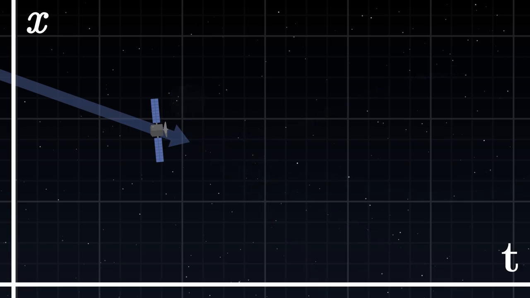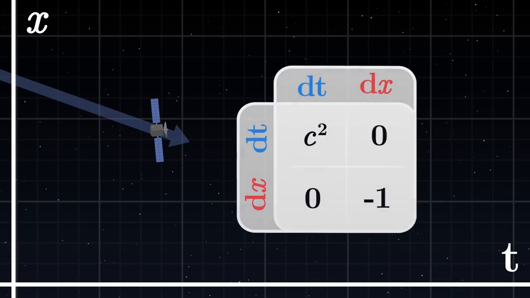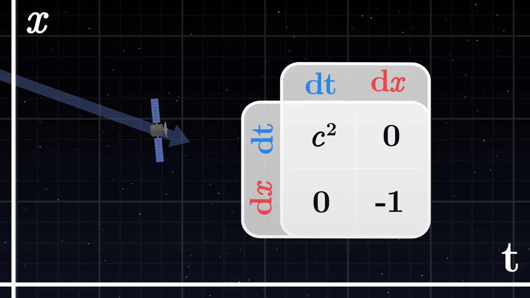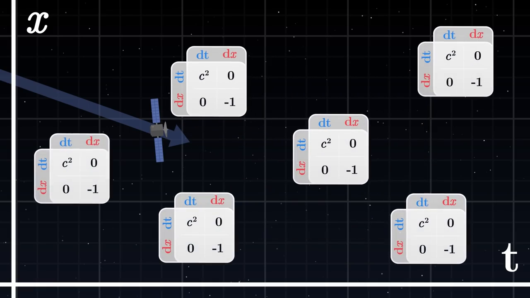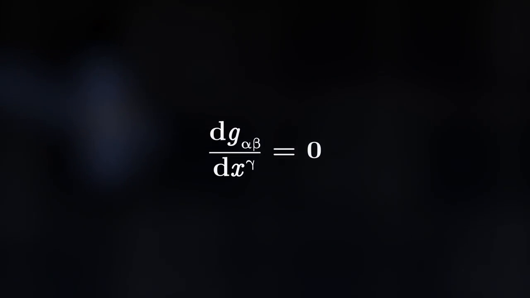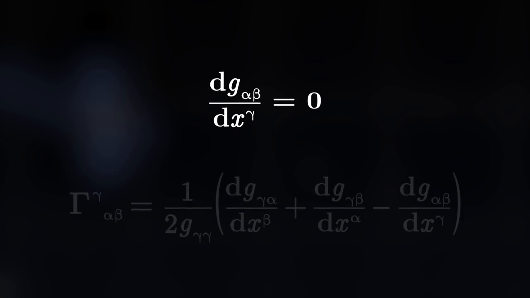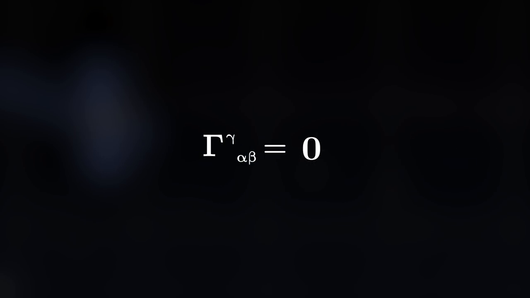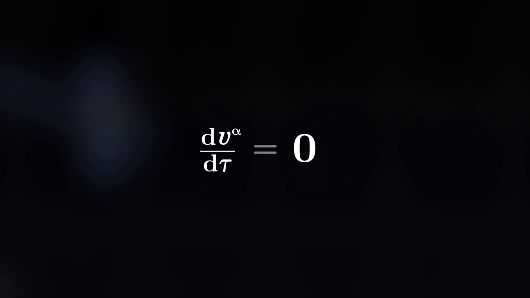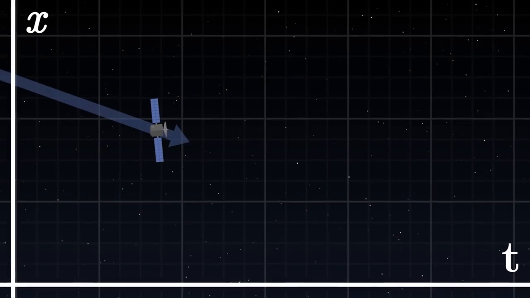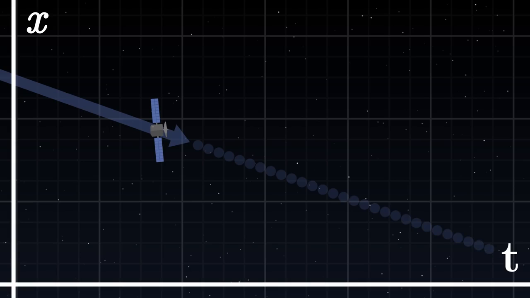In such an empty spacetime, the metric tensor takes the following form. This metric tensor is quite simple, especially since it does not depend on the coordinates. It is the same everywhere on the grid. And because it does not vary on the grid, all its derivatives are 0, and therefore all the Christoffel symbols are also 0. Injecting them in the geodesic equation, this simply tells us that the components of the velocity of the satellite do not vary. The satellite traces a straight line through our coordinates.